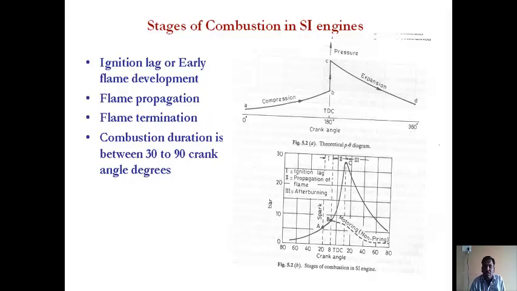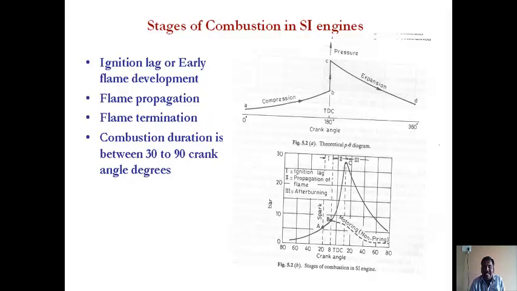So motoring curve or non-firing curve means that once the spark is ignited, if there is no flame development, then the cylinder pressure will decrease, deviating in this direction. This is called a motoring curve or non-firing curve. The deviation of the motoring curve or non-firing curve from the normal curve is the location of point B. Third one is point C.